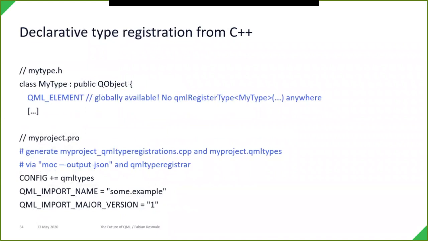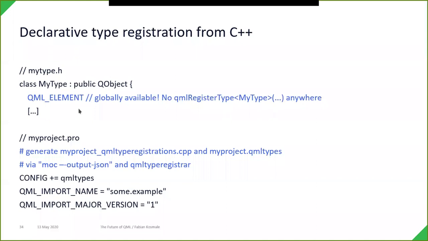Well, here we have a header file, and in it we have our MyType class. And what we can do is we just say it is a QML element. And that's all our tooling will need.